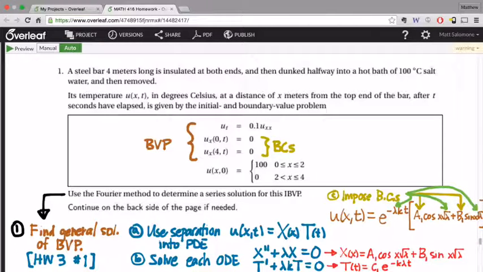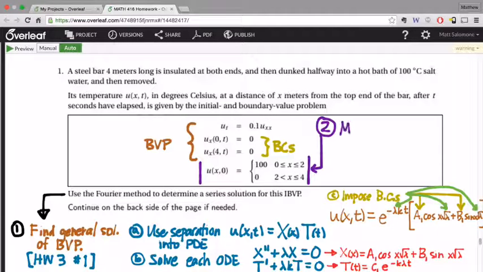So that really does track along with all the work that goes into homework 3, question number 1. And then what happens from there, step 2 in the Fourier method, is how we can then fit that information, that general solution, to our initial data. And our initial data is this function u of x and 0. In this example, it's a step function. It's a 100 from 0 to 2 and 0 from 2 to 4.